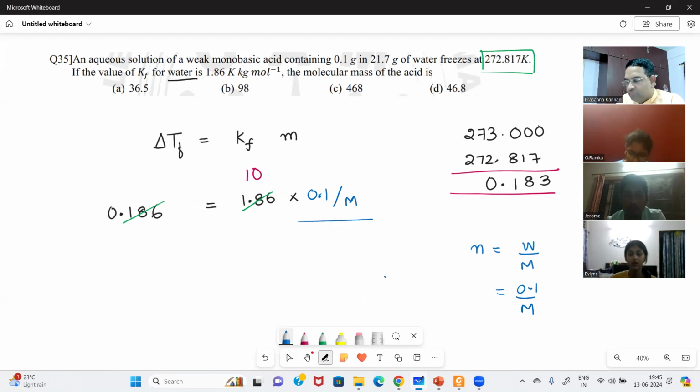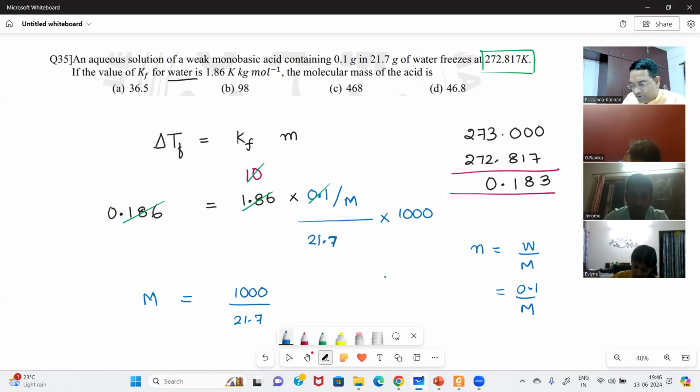Divided by mass of the solvent, which is given. How much is the mass of the solvent? 21.7 grams, sir. Gram means you convert into kilogram, divided by 1000, correct? Yes, sir. And you can see this 10 and 0.1 will cancel, correct? So you can bring the molecular mass this side, M this side. So it will be basically approximately 1000 divided by 21.7.